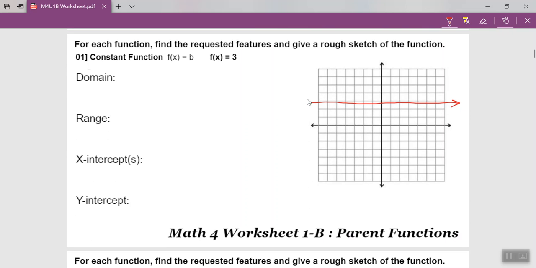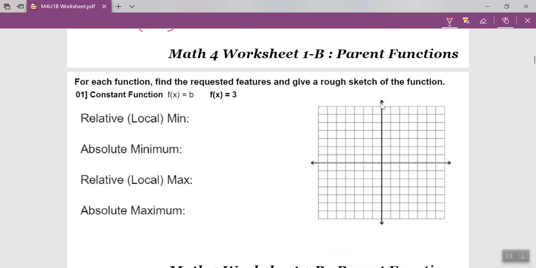Now, if we draw that line again, we have a domain that goes on forever. We have a range that is only 3, never goes up, never goes down. It does not have any x-intercepts. It has only one y-intercept, where y is 3. And then going down here, again, the graph right there.